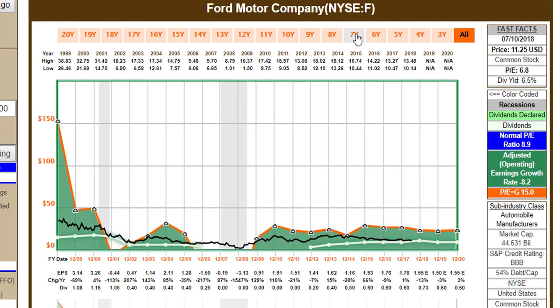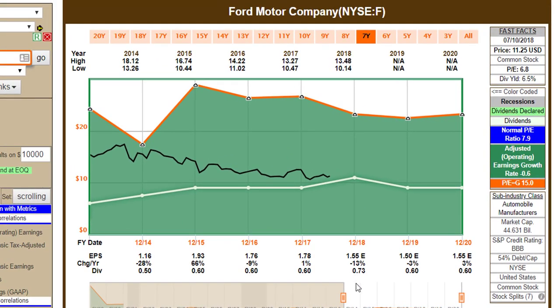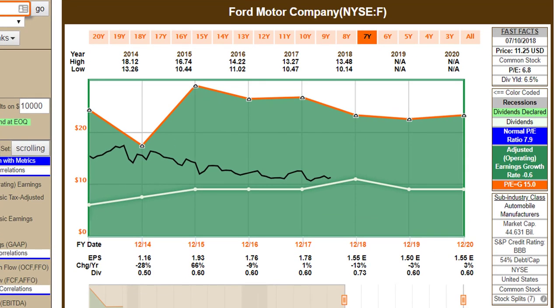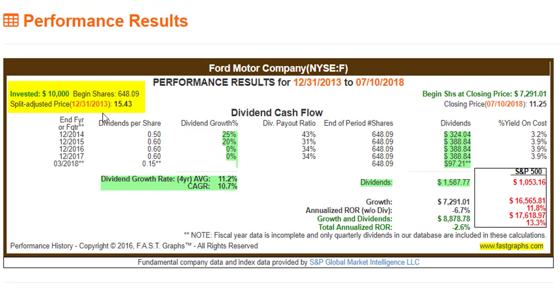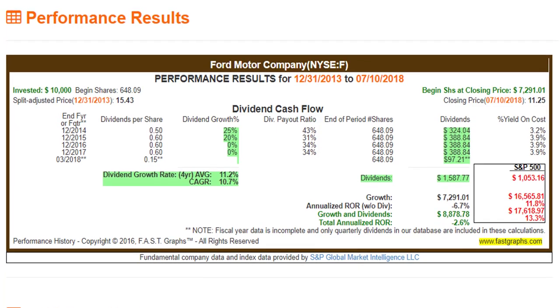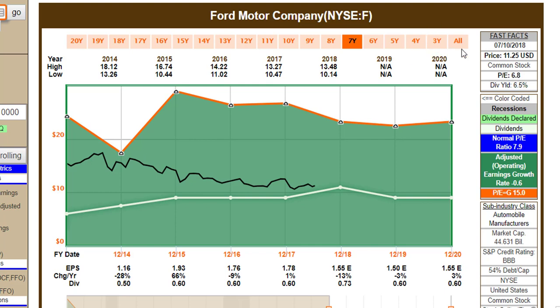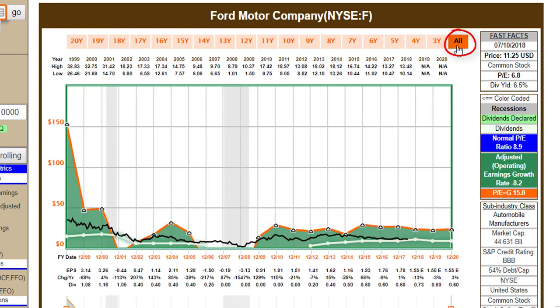Now, if I go back to this shorter time frame and look again, statistically, it looks okay. The PE ratio looks low, the price looks low, but let's look at its performance just since 2014. A $10,000 investment made on December 31st, 2013 would have still shrunk to $7,291. You got some dividends, but you're still underwater on this investment and certainly massively underperforming the market. The problem is it's very, very difficult to make money in this particular industry, as you can see.